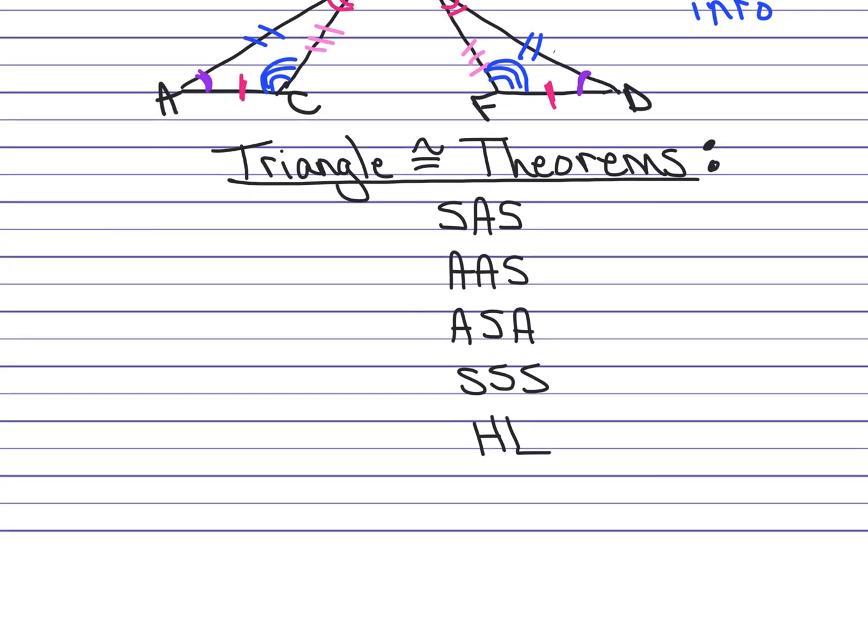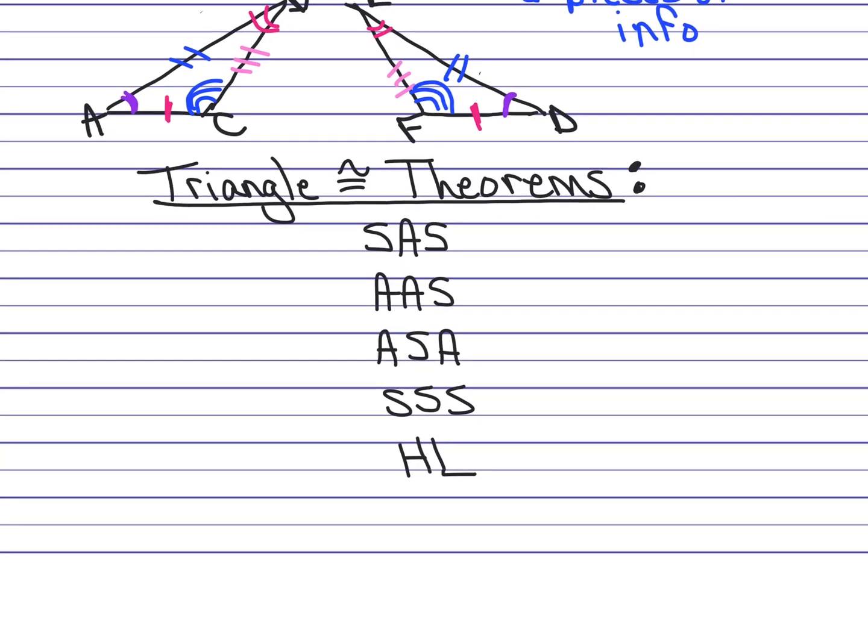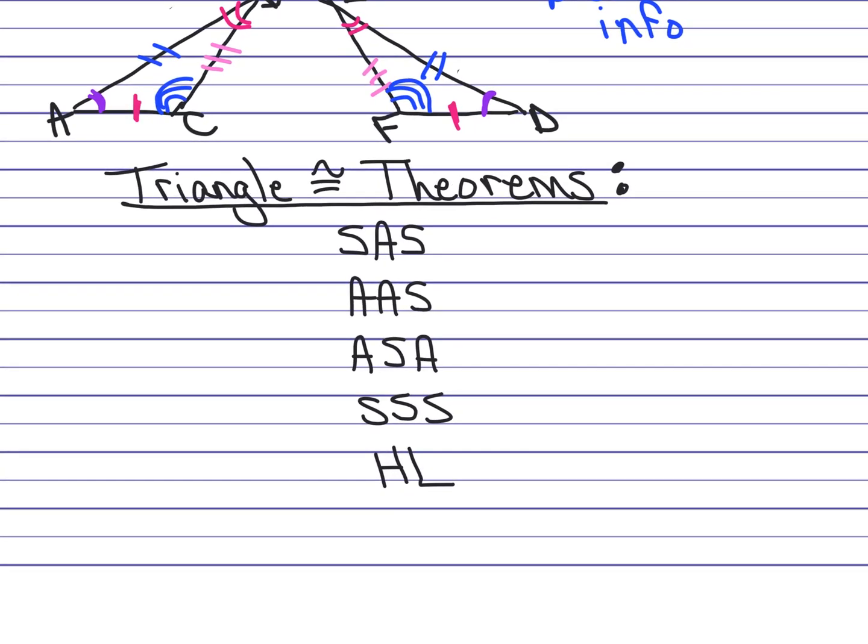Now, after this, we're going to learn triangle congruency theorems. And because of these theorems, we only need 3 pieces of information. One of the theorems is side, angle, side. They have to be in that order. Or angle, angle, side. Or angle, side, angle. We have side, side, side, so all 3 sides gives us congruent triangles. Or a hypotenuse leg on a right triangle.